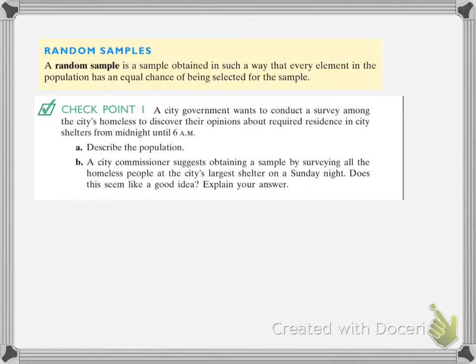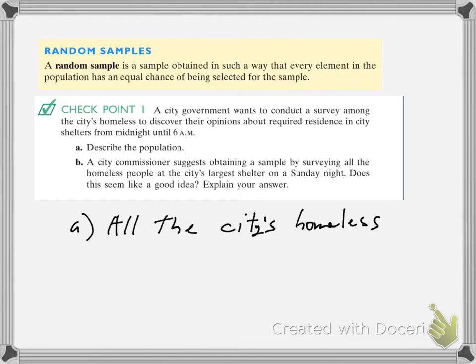Okay, let's take a look at this. City government wants to conduct a survey among the city's homeless to discover their opinions about a required residence in city shelters from midnight until 6 a.m. So describe the population. Well, it is all the city's homeless. That's the group that we are investigating. The city commissioner suggests a sample by surveying all the homeless people at the city's largest shelter on a Sunday night. Does this seem like a good idea?